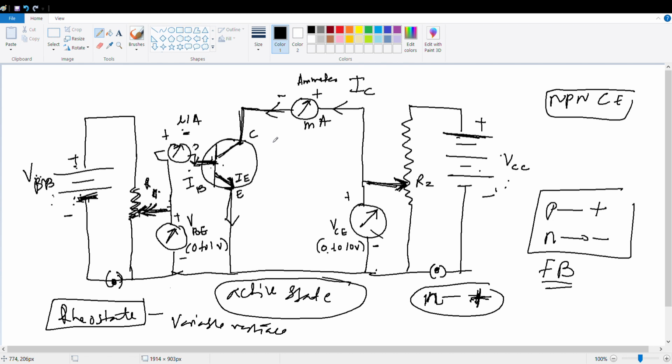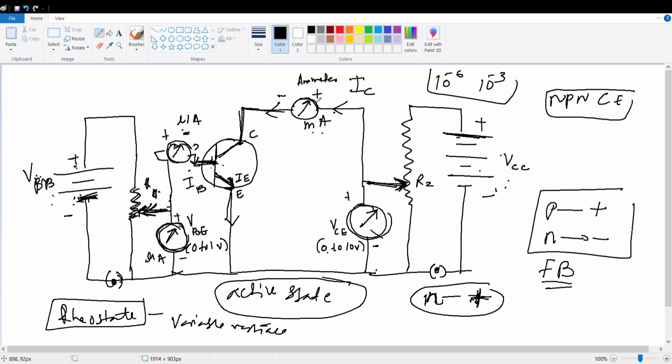So I hope this is clear and you're noting down what I'm saying. And these are nothing but ammeter and voltmeter. Ammeter to measure the current and voltmeter the voltage. See, here I put microamperes, here it is milliampere. That means less current here, more current there. Micro is 10 to the power minus 6, milli is 10 to the power minus 3. Am I correct? So the current here is very less, the current here is more.